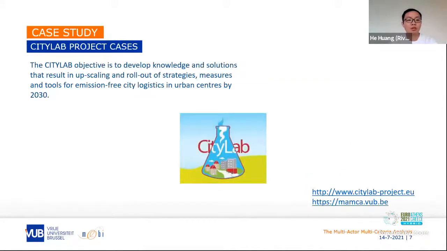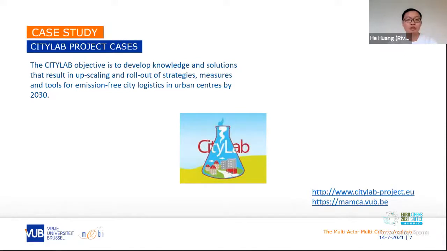To better elaborate the MAMCA framework, a case study of the CityLab project is introduced. The CityLab project is an EU Horizon 2020 project. The CityLab objective is to develop knowledge and solutions that result in upscaling and rollout of strategies, measures, and tools for emission-free city logistics in urban centers by 2030.